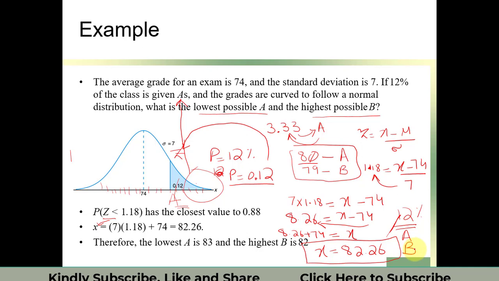So that's the end of all the questions that are related to the practical application of normal distribution.